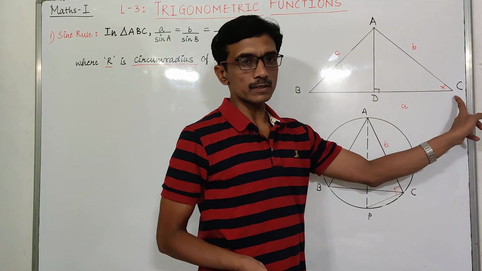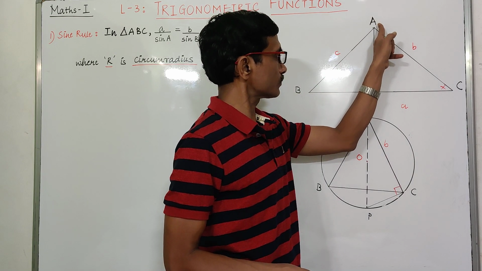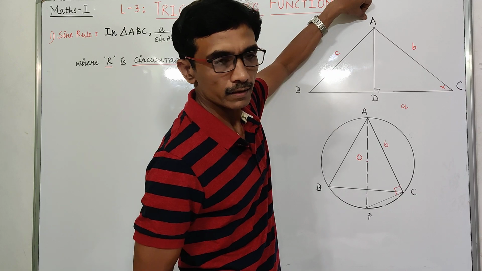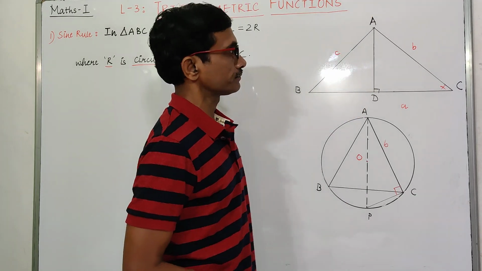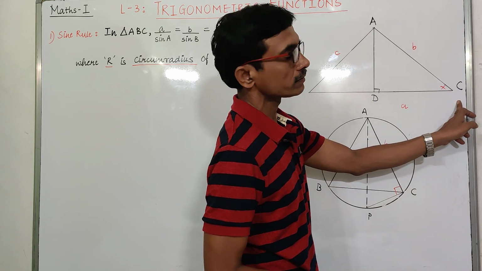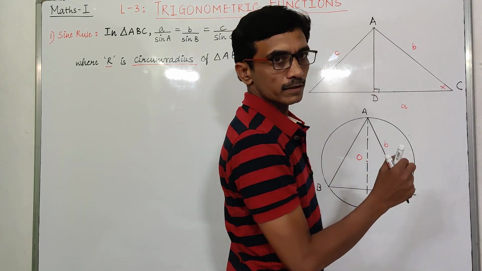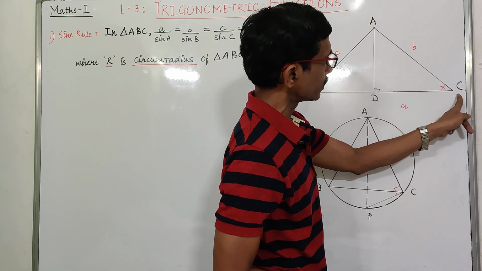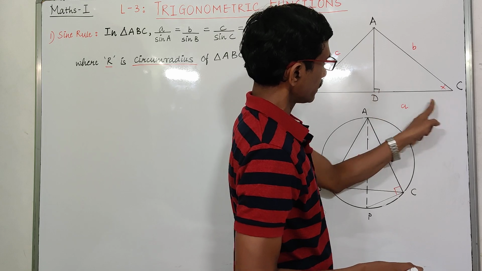Consider this triangle ABC. Here through vertex A we draw a perpendicular. AD is a perpendicular through vertex A. We have drawn the perpendicular. So look at the right angle triangle ADC. Here angle C is an acute angle, this is the hypotenuse, and this is the acute angle. This is a right angle triangle.